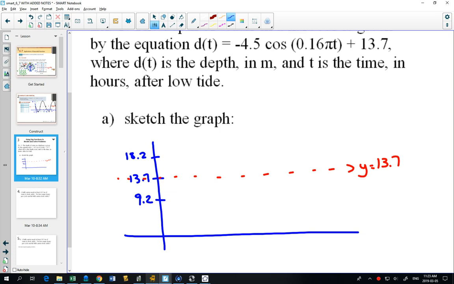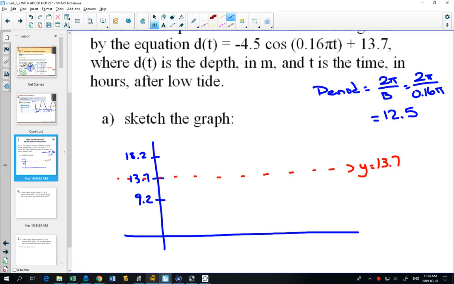I now use my b value to find my period. In this case, the b value is 0.16 pi. Remember your formula: your period is 2 pi over your b value, so it'll be 2 pi over 0.16 pi. You go to your calculator and type that in. And I believe it's 12.5. Double check that. Yes.